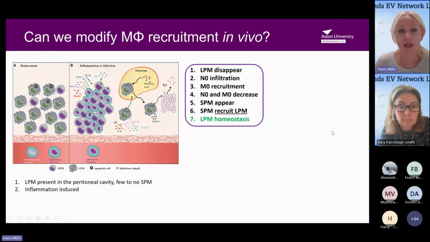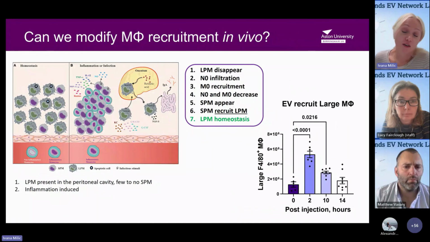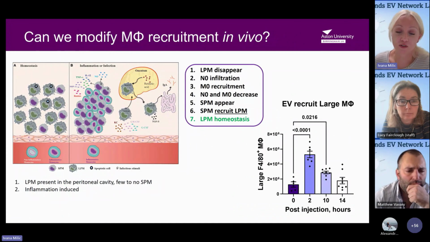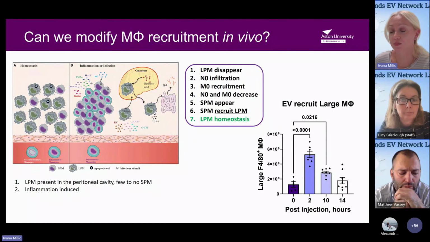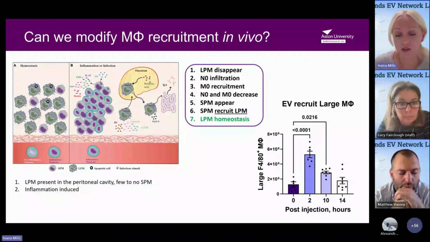So, a lot of data on the in vitro studies and a lot of functional stuff in our in vitro assays. But the next question was whether these EVs can recruit macrophages in vivo. The first thing that we looked at was a so-called model of peritoneal inflammation.